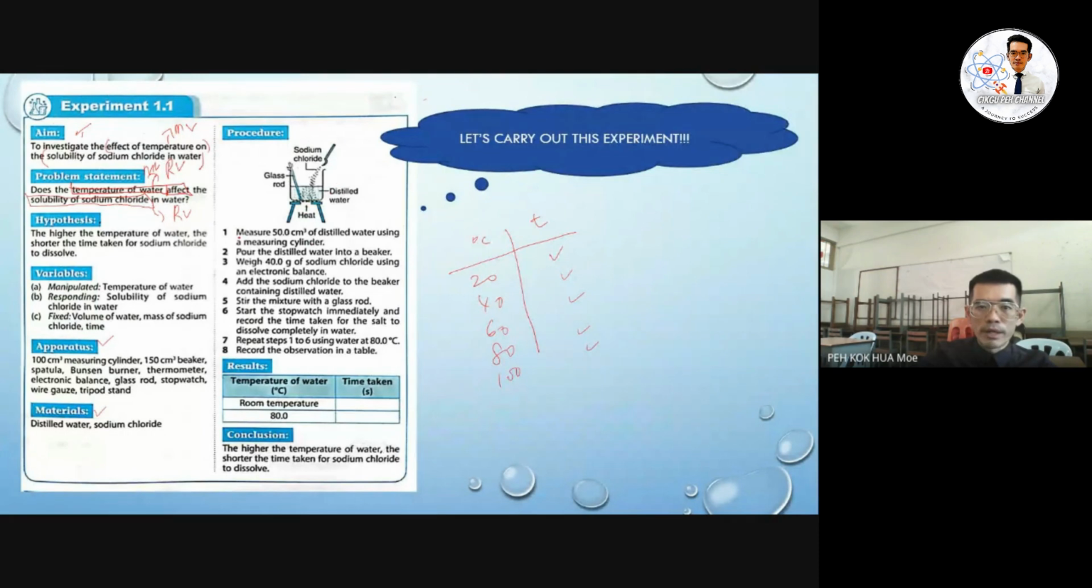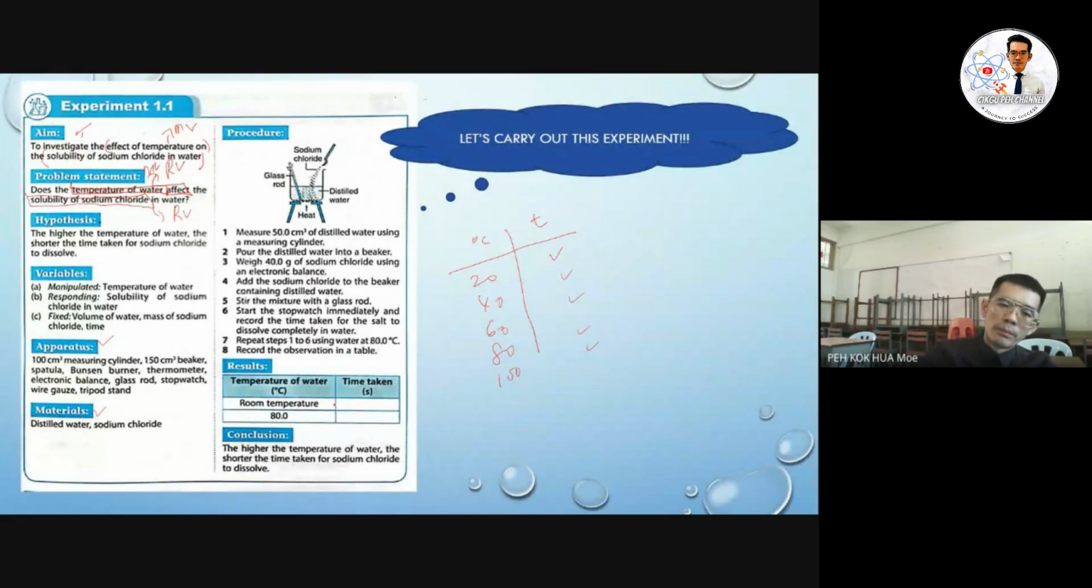For this experiment, measure 50 cm3 of distilled water using a measuring cylinder. Pour the distilled water into the beaker. Weigh 40 grams of sodium chloride using an electronic balance. Add the sodium chloride to the beaker containing distilled water. Stir the mixture with the glass rod. You can look at the picture and try to imagine. Start the stopwatch immediately and record the time taken for the salt to dissolve completely in water. Repeat steps 1 to 6 using water at 80 degrees Celsius. Record your observations in the table.